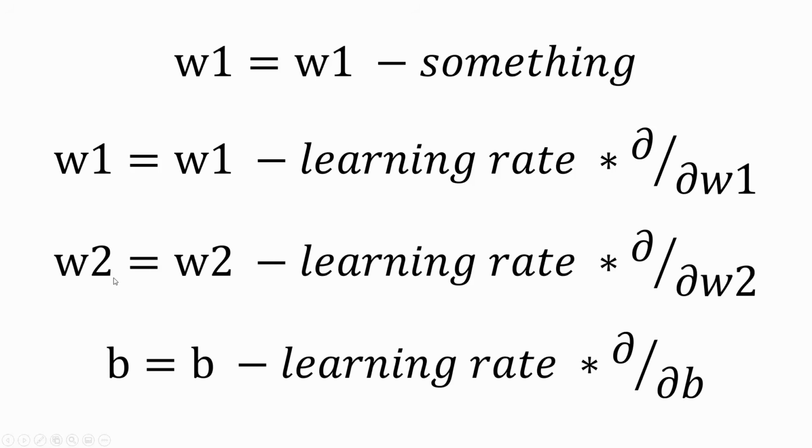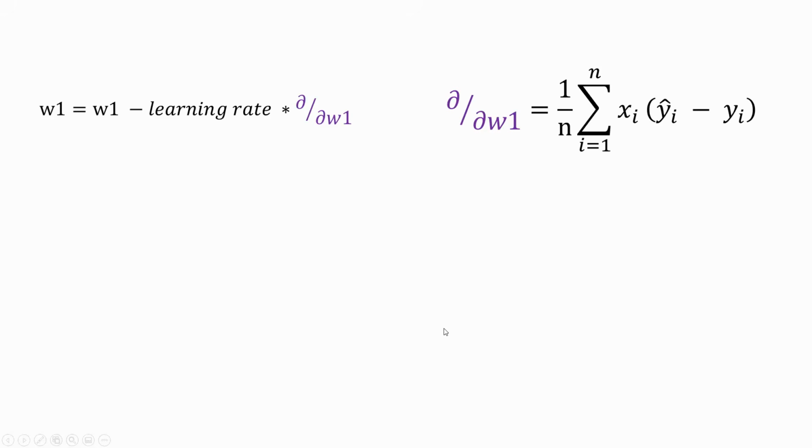And for W2, the equation is same as W1. And for bias, again the same thing. It's just that you are taking a derivative of loss with respect to bias B. Okay, now for our log loss function, the derivative seems to be this equation on the right hand side.